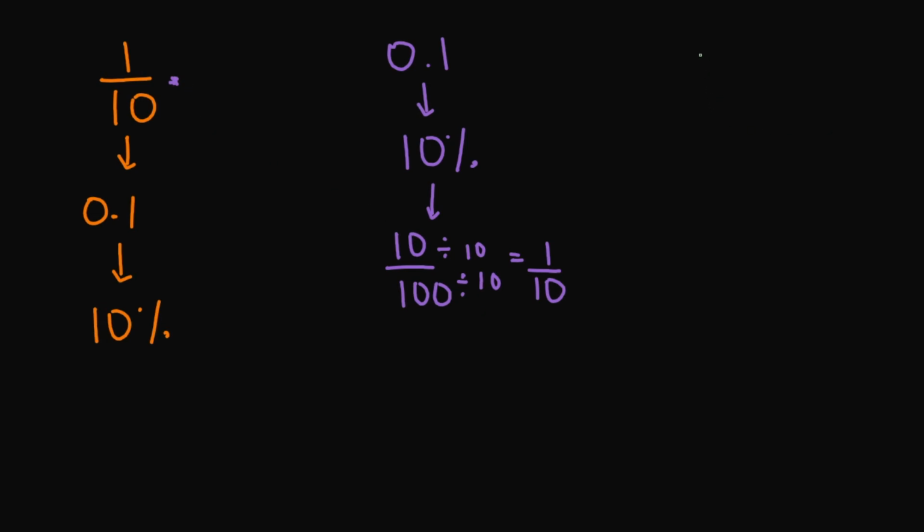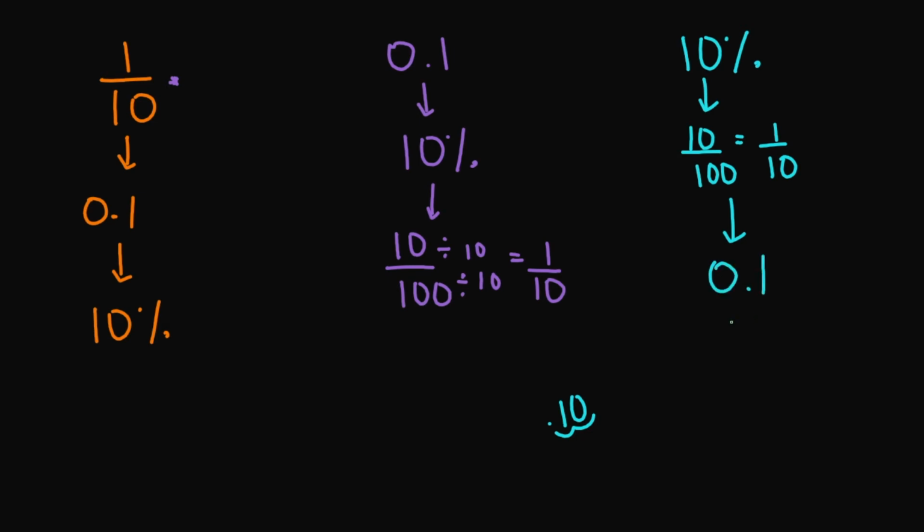Now let's say we started with my 10%. How do I go from my percentage to a fraction? And we said that's going to be 10 over 100, which equals 1 over 10 when you simplify. Now that I have my percentage and my fraction, how do I get my decimal? We move 2 decimal places to the left or divide by 100. So this is going to be 1, 2. It puts me right here in front of the 1. So as a decimal, you're going to get 0.1.